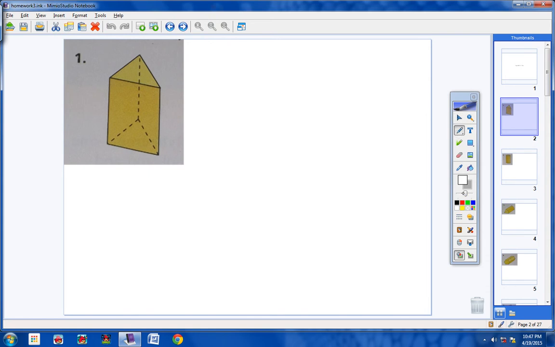Numbers 1 through 4, the directions say to state whether the solid is a polyhedron or not. So here we go. Let's take a look at number 1. Now remember, all of the faces have to be polygons, okay? If they're not a polygon, then it's not a polyhedron.